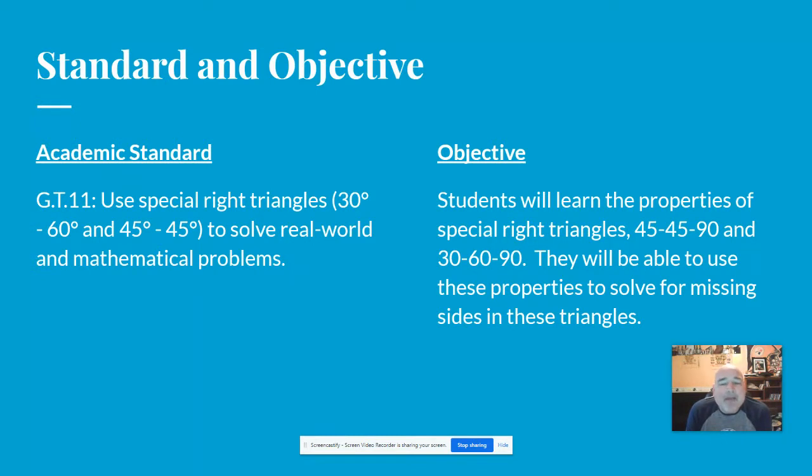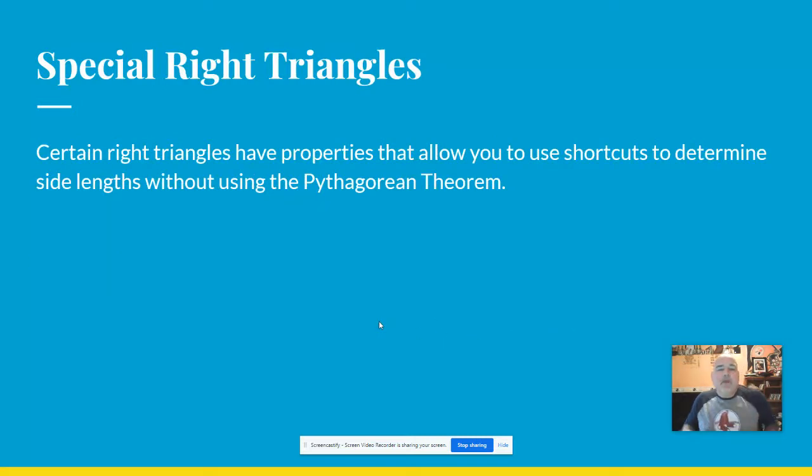You're going to learn the properties of special right triangles, 45-45-90 and 30-60-90. You're then going to be able to use these properties to solve for the missing sides in these triangles. It's our objective for the day. So certain right triangles have properties that allow us to use shortcuts to determine the side lengths without using the Pythagorean theorem.